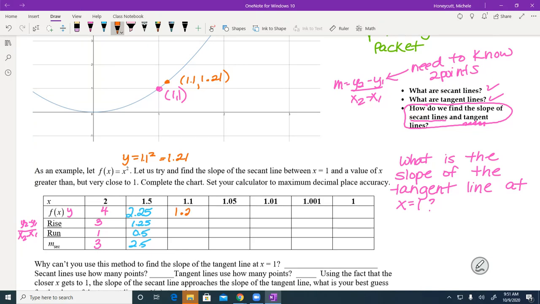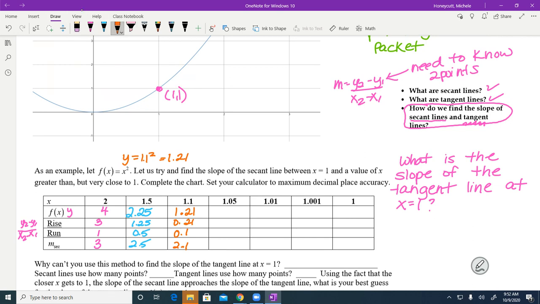The y is 1.21. The rise is 1.21 minus 1, which is 0.21. The run is 1.1 minus 1, which is 0.1. And the slope of the secant line between these 2 points is 0.21 divided by 0.1, 2.1. Okay, let's move even closer and then find the slope between the next 2 points.